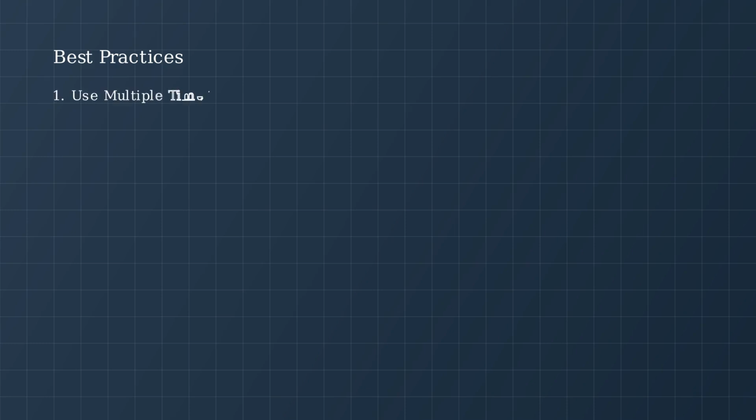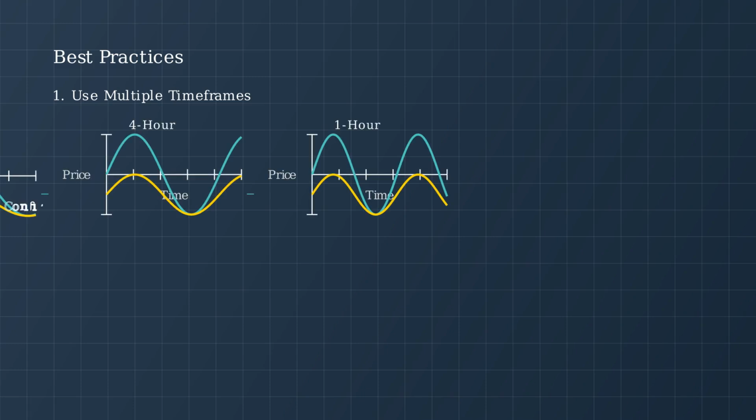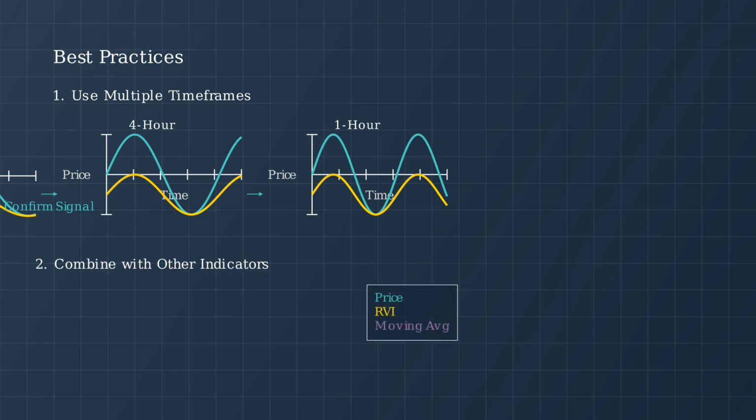First, use multiple timeframes for confirmation. Check if the RVI shows the same signal across different timeframes before taking action. Second, combine RVI with other indicators, especially trend-following ones like moving averages. The most reliable signals occur when multiple indicators align. Third, adjust the RVI look-back period based on the asset's volatility characteristics. More volatile assets may benefit from longer periods to filter noise.